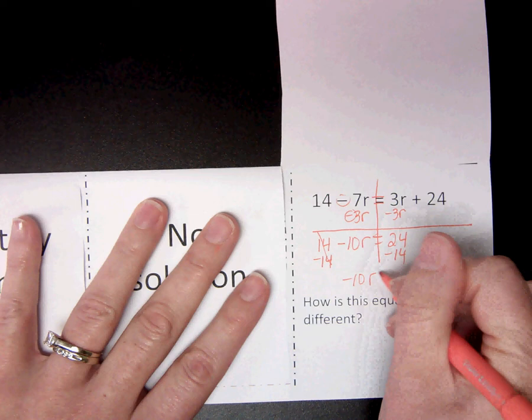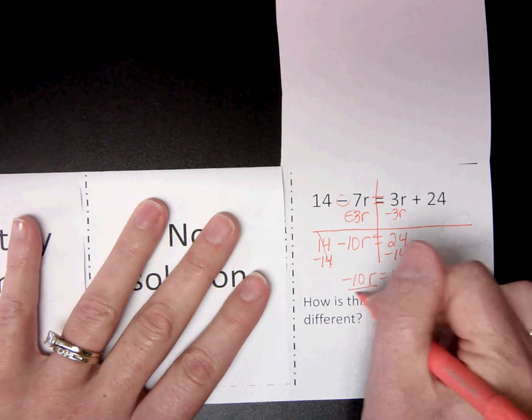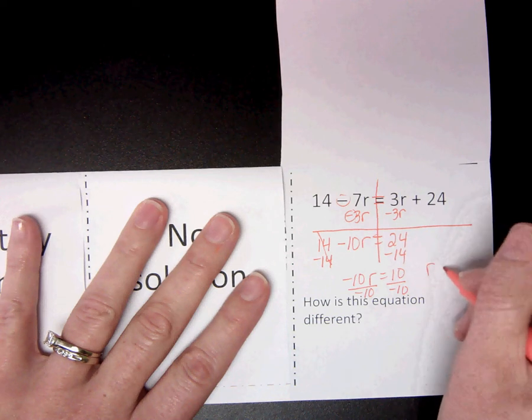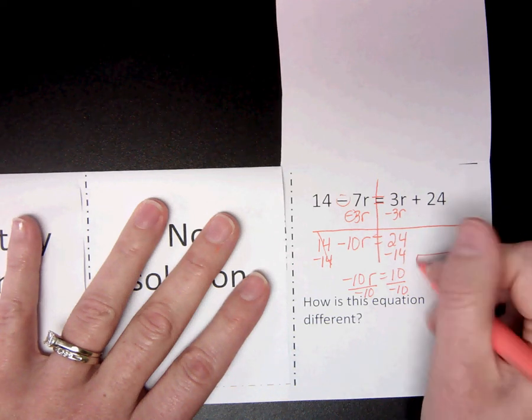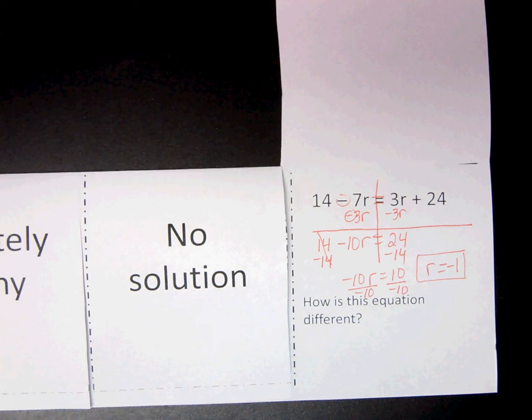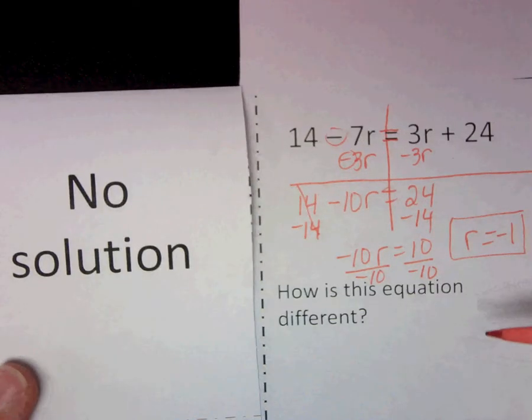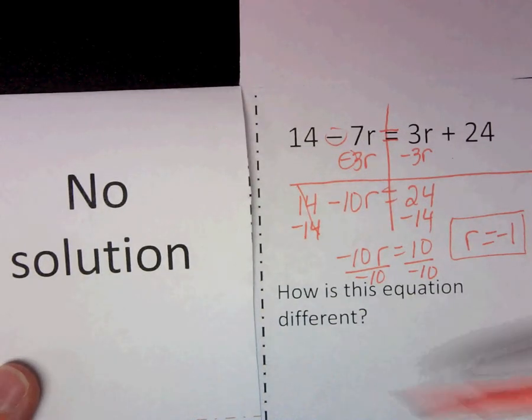Negative 10r equals 10, and then we divide by negative 10. Just like always, we would get r equals negative 1. We have one solution to this equation. What you're going to see in a minute, I want us to come back to this, and I want us to look at how this equation is different than the next two we're going to do.